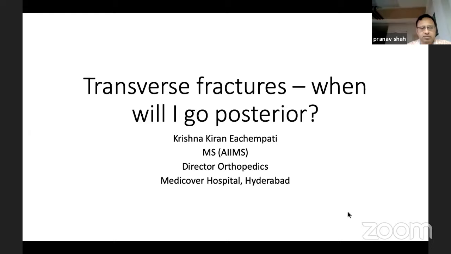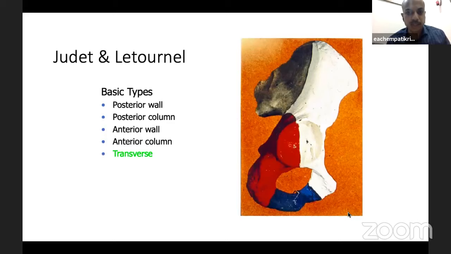My brief is to talk about when will I go posterior in transverse fractures. And my job has been made quite a bit easier by the previous speakers, Ashok and Srinivas, who have gone in detail about the transverse fracture pathoanatomy and when you would choose a particular approach, especially the anterior approach. There would be some repetition of concept, and repetition will make the viewer understand better about this transverse fracture. So please bear with me for the repetition part of it.